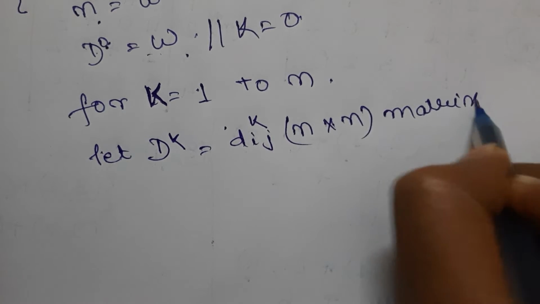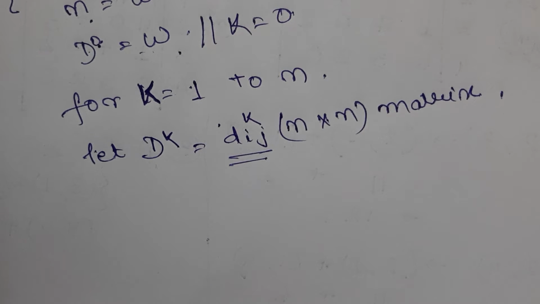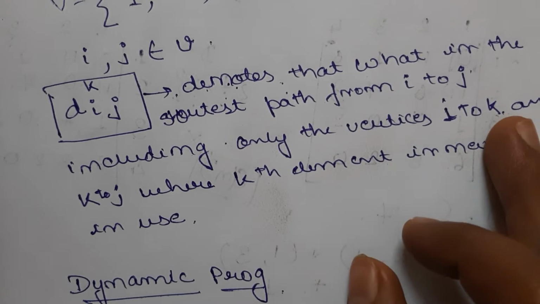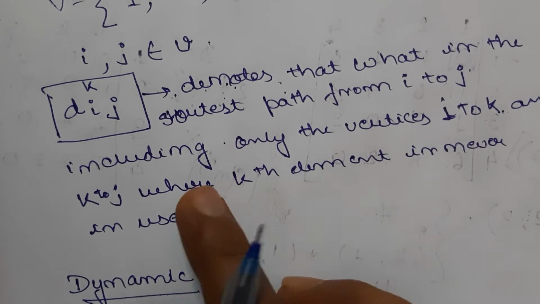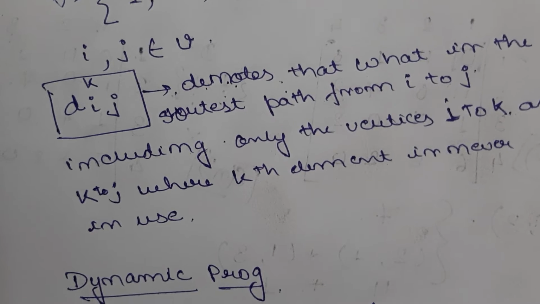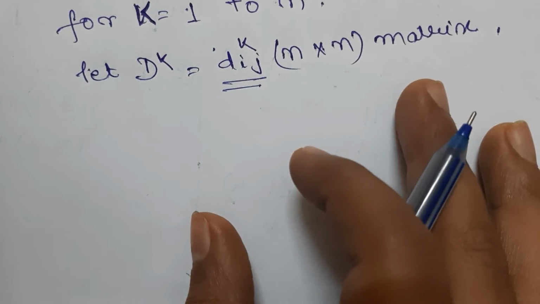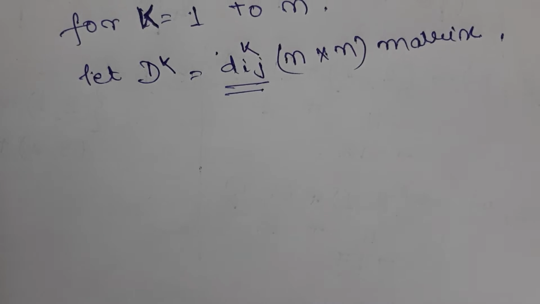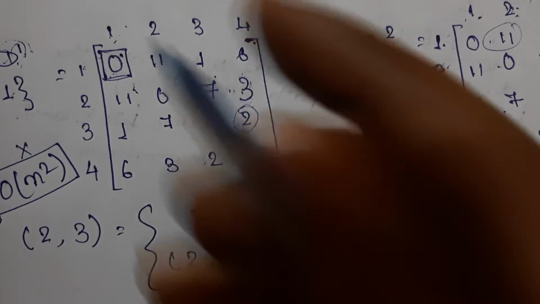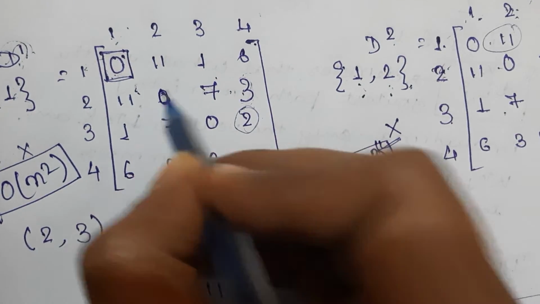Okay, what does d of ijk mean? It means what we have discussed earlier. It denotes the shortest path from i to j, including only the vertices i to k and k to j, where the kth element is never in use. Okay, so now let us calculate the results of d of ij. In this matrix, every individual element represents d of ij.